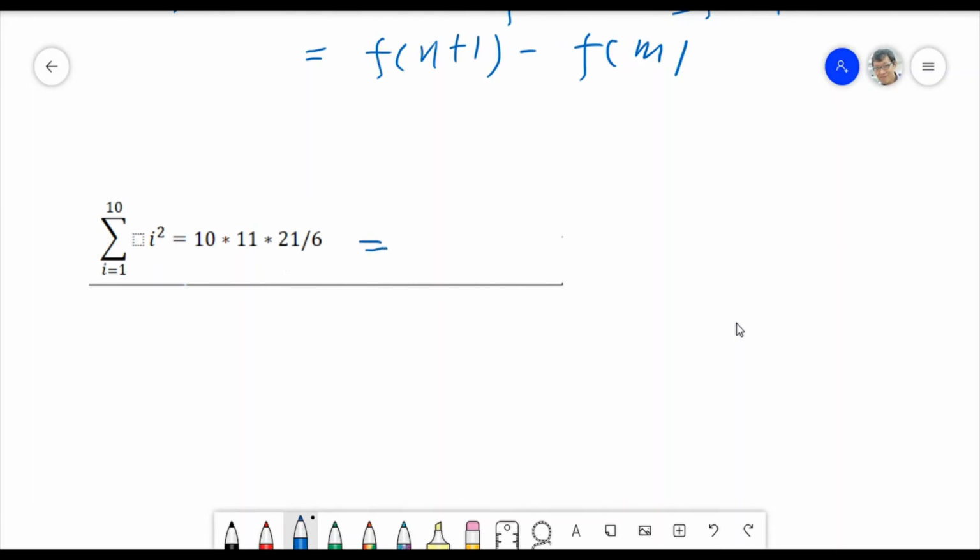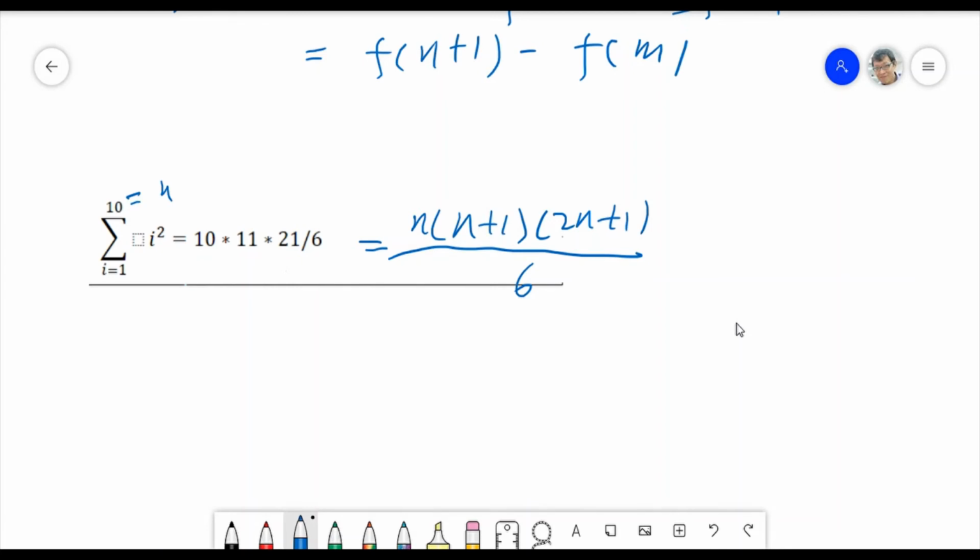Just to give an example, if 10 is n, because it can be anything, right? It can be 11. So this looks like what? The sum of i squared is equal to n times n plus 1, times 2n plus 1, divided by 6.